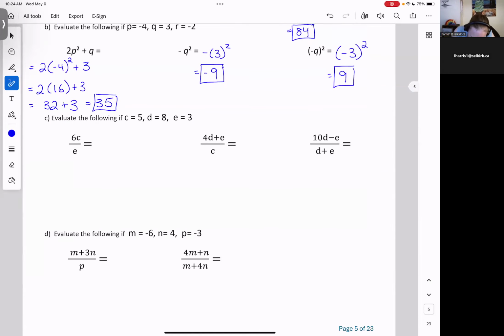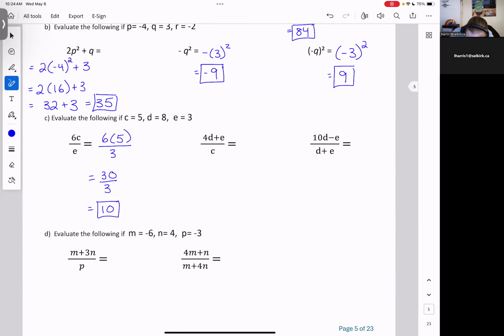Next, we have 6c divided by e. That's 6 multiplied by 5. C is 5 divided by e, which is 3. Then using BEDMAS, we're going to first evaluate above and below the bar. That means doing the multiplication on top to get 30 over 3, which gives us an answer of 10.